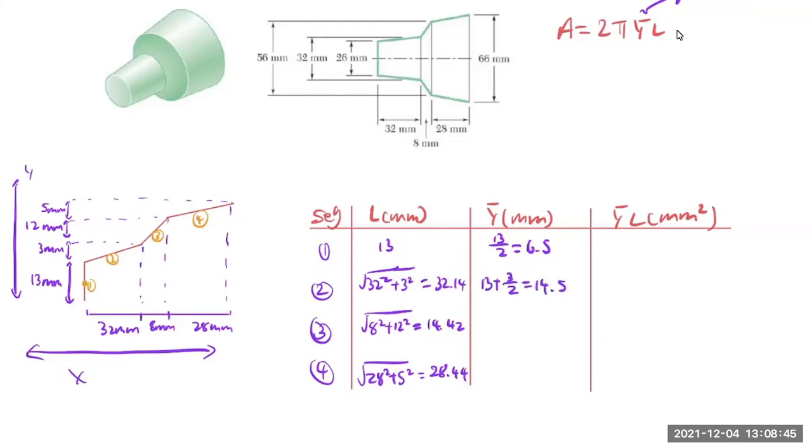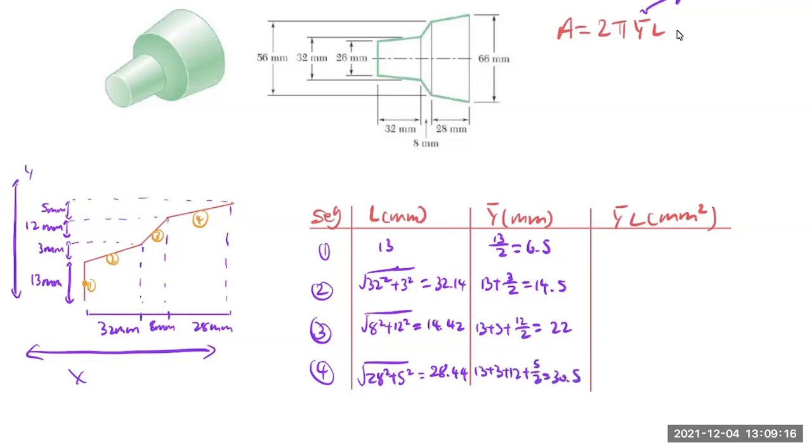Same thing for segment 3. It'll be 13 plus 3 and then plus half of 12 millimeter. So 13 plus 3 plus 12 divided by 2, and we get 22. Then for segment 4, same thing, 13 plus 3 plus 12 plus half of 5. I'm going to get 30.5.